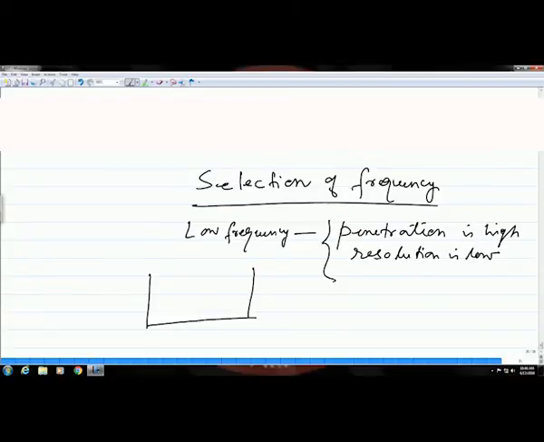So, in terms of the display, if you show these two features of low frequency, it has high penetration, that means the signal that comes out will have high intensity. And you will see this kind of high intensity peaks even for the higher order back wall signals.